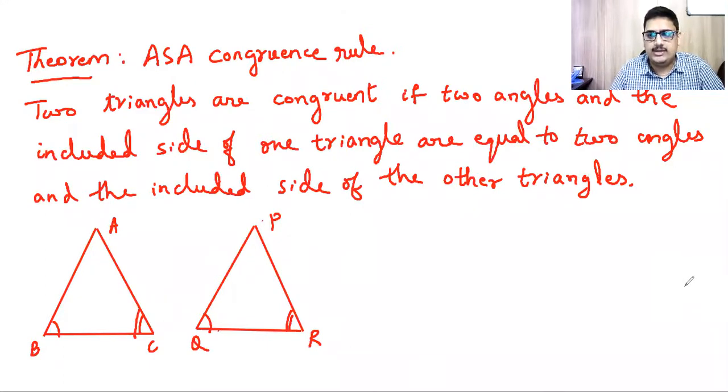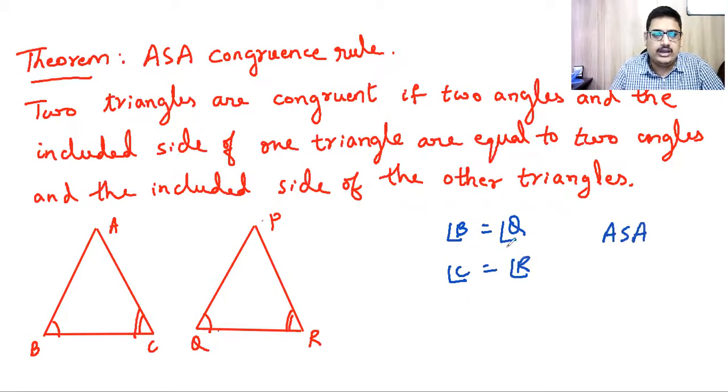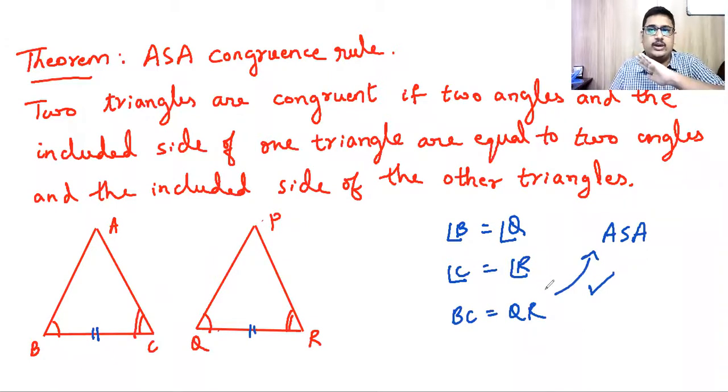So what are the statements that I made? I said that angle B is equal to angle Q and angle C is equal to angle R. Now for the ASA rule to hold good, that is angle side angle, which side must be equal? Yes, correct. So BC should be equal to QR. Only in this case we can say ASA holds good, otherwise no.